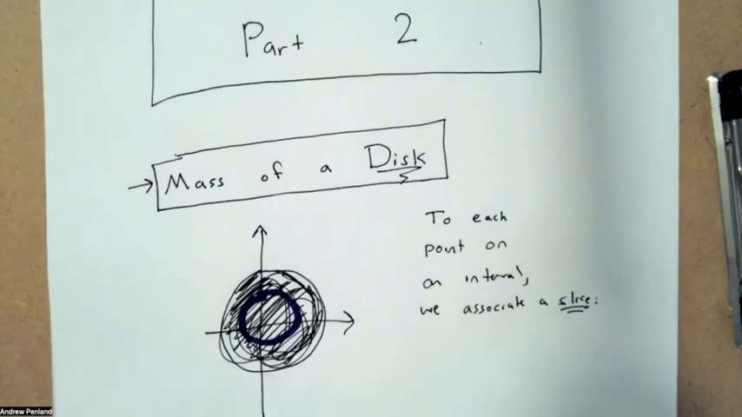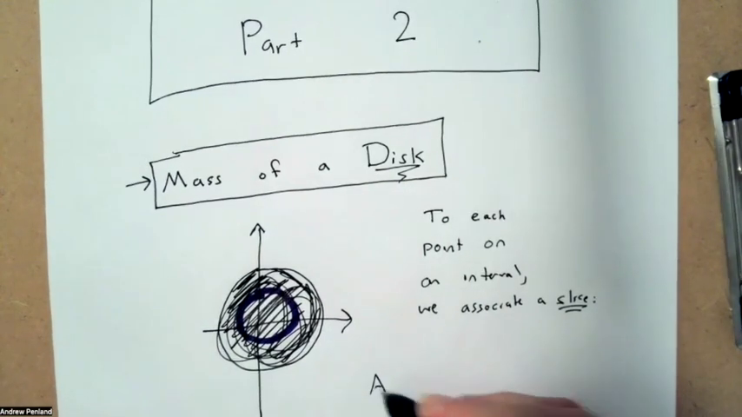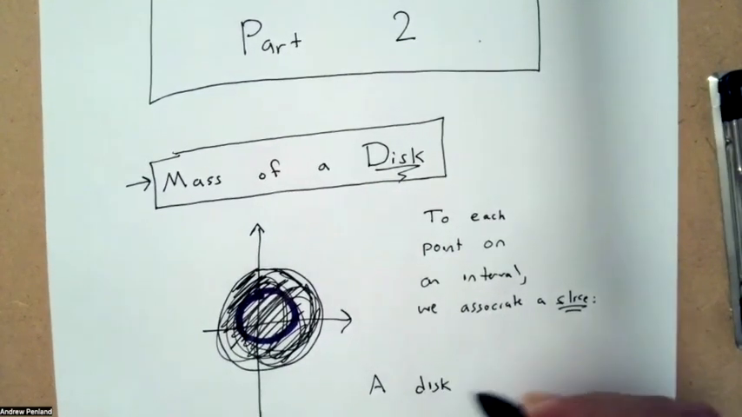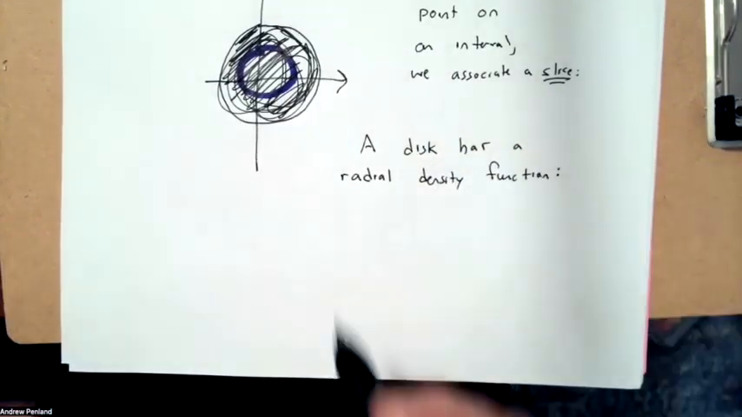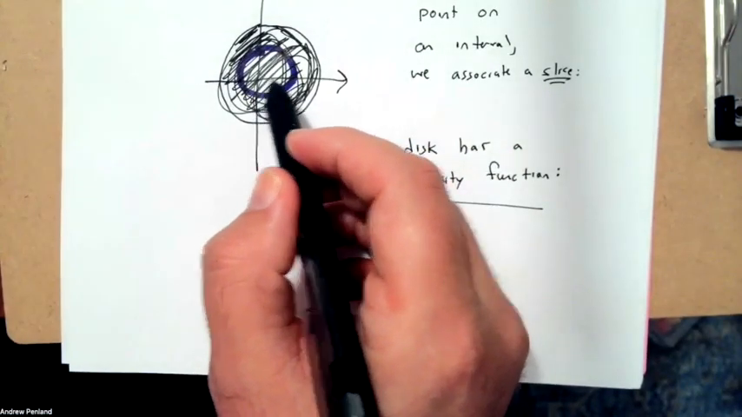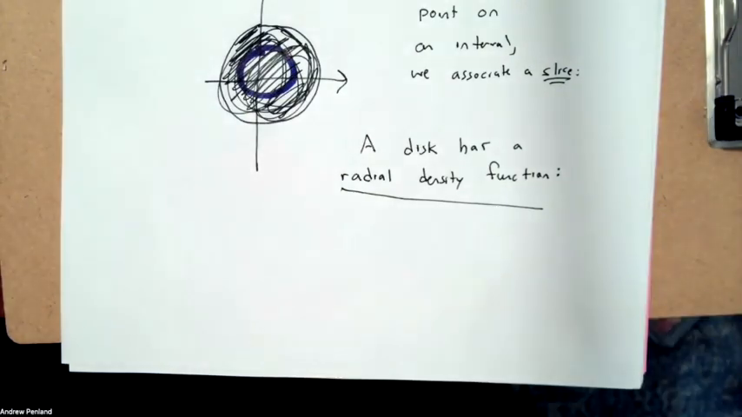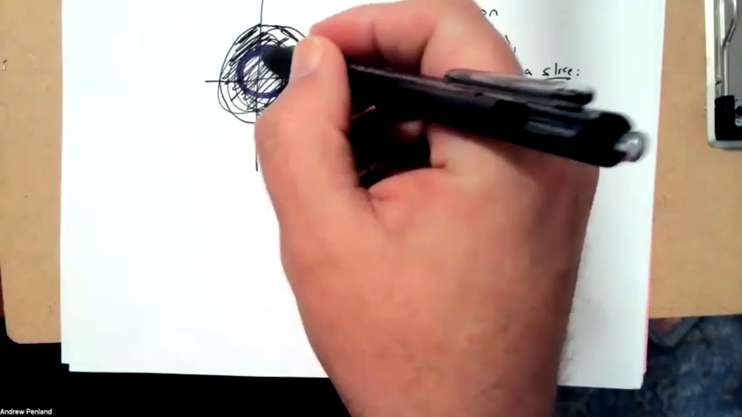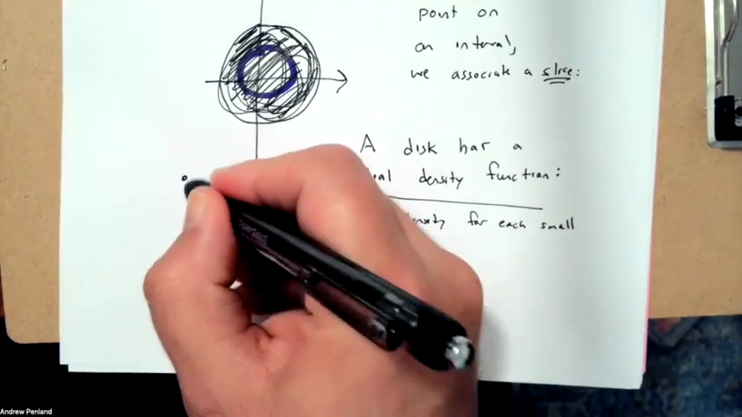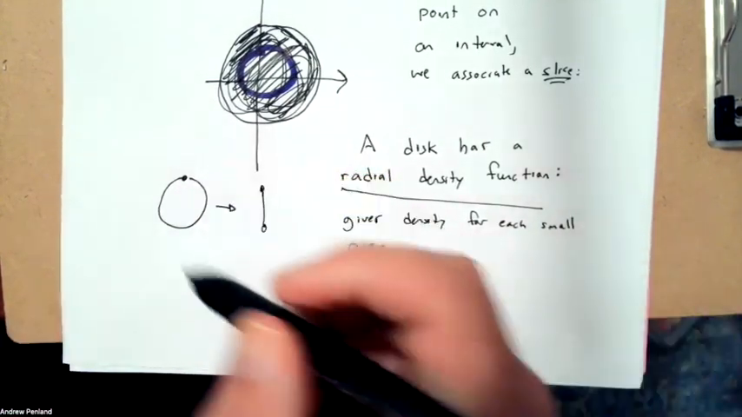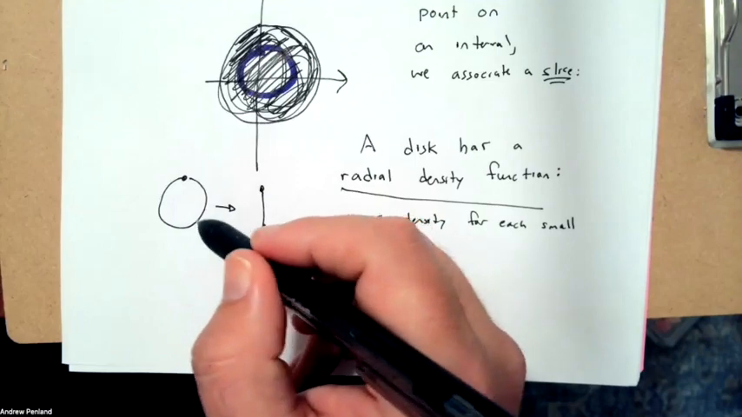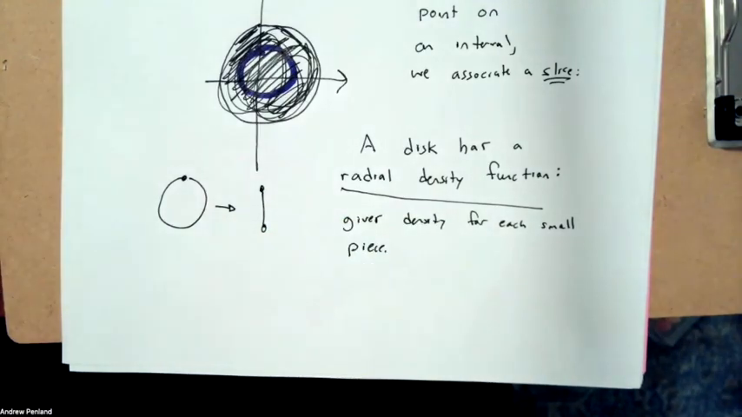So remember that with a rod, we had what was called a linear density function. A disk has what's called a radial density function. That tells you, if you know the radius of the subcircle that you're working with here, what the density is for that little piece. So now let's think about if we had a circle we could basically cut up and turn into a line. And so if we knew the length of this line, then we would be able to know the mass of that little piece, right?